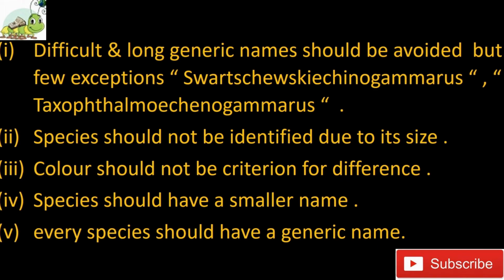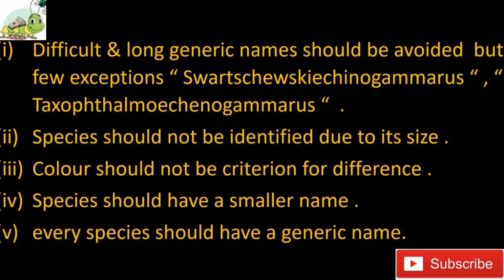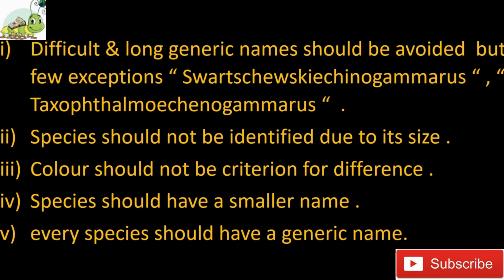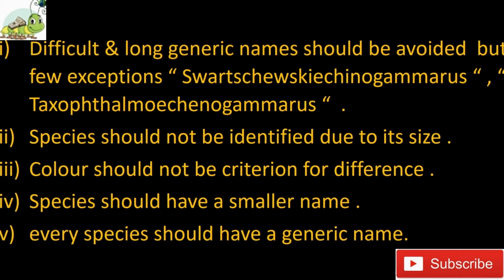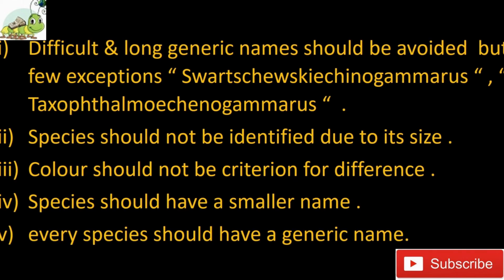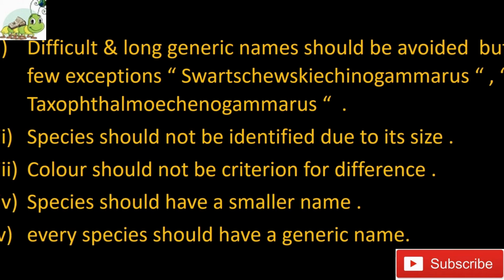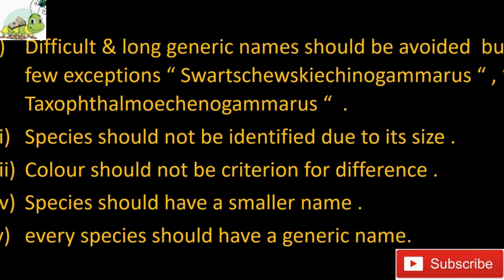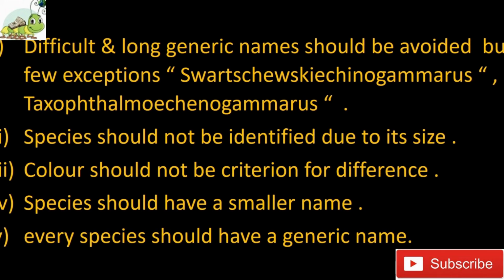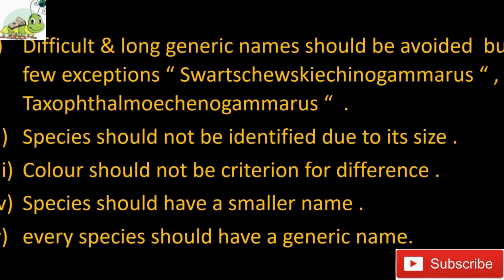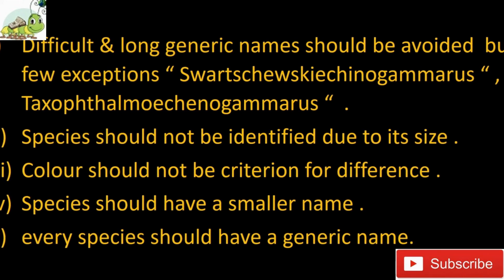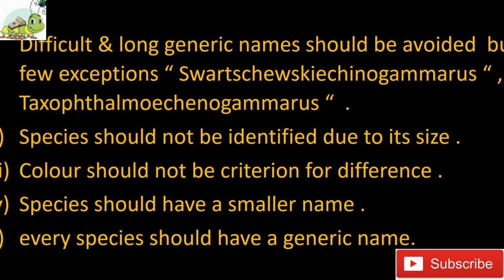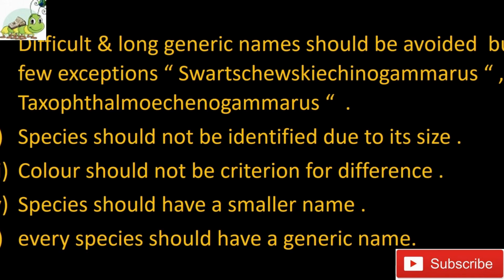Linnaeus gave the following principles for classifying the plants. Difficult and long generic names should be avoided, but a few exceptions are there. Species should not be identified due to its size. Color should not be a criterion for difference. Species should have a smaller name. Every species should have a generic name.